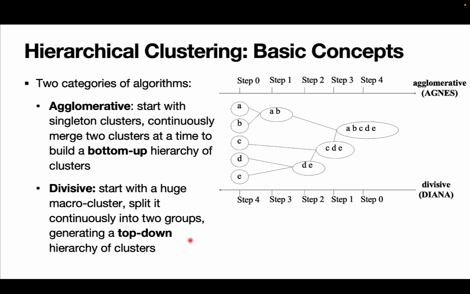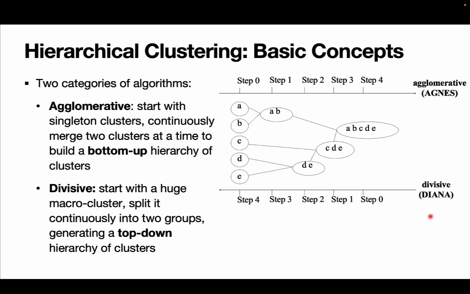There are two ways to approach hierarchical clustering. We can start with each object as its own individual cluster and iteratively merge the closest pairs of clusters. This is known as the agglomerative approach. Alternatively, we can start with one large, all-inclusive cluster and recursively split it into smaller clusters. This is the divisive approach.